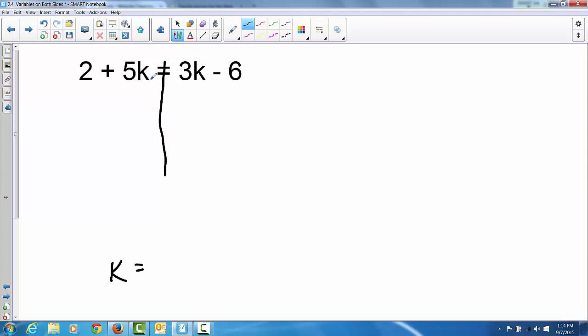And then the typical thing to do, the best thing to do, is to move the smaller number to the side where the larger number is with the variable, okay? So 3 is smaller than the 5, so we're going to move the 3k. The opposite of plus 3k is minus 3k.